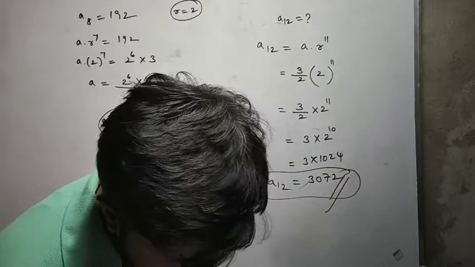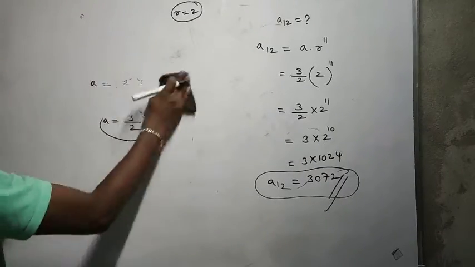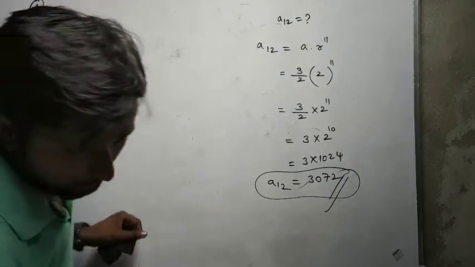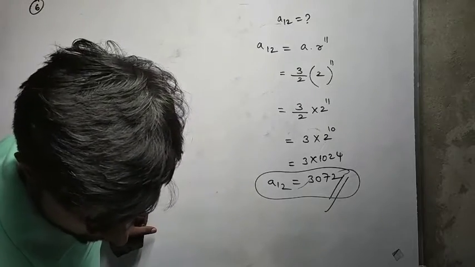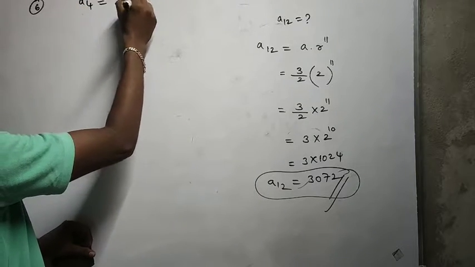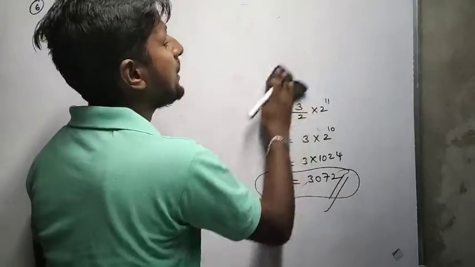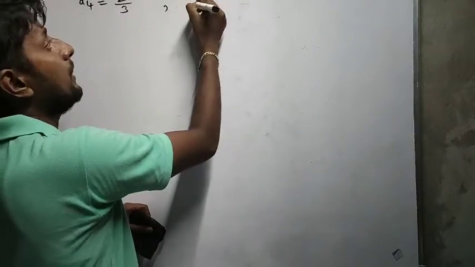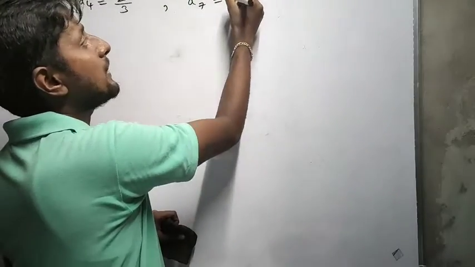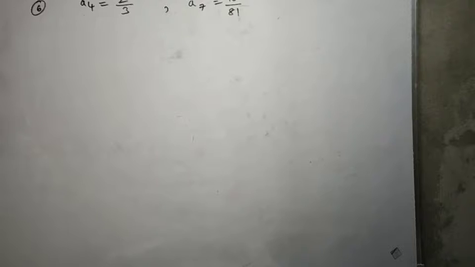Problem number 6. The 4th term of a GP is 2 by 3, that means A4 is equal to 2 by 3, and the 7th term, A7, is 16 by 81. Then find the geometric series, that means find the series of the GP.